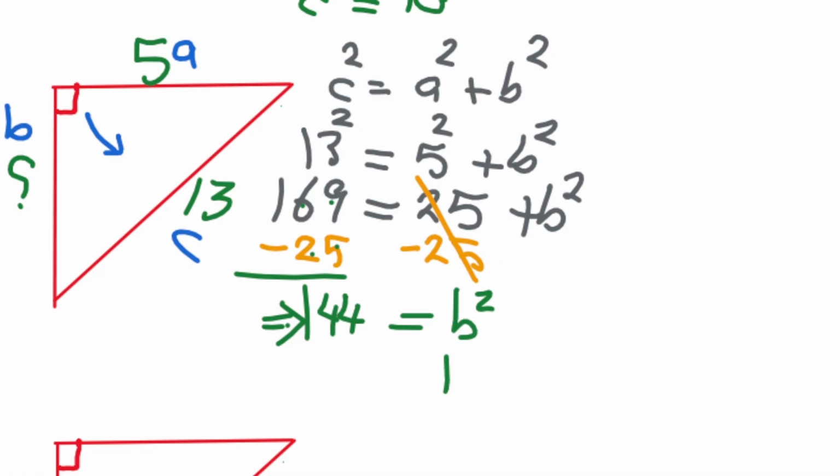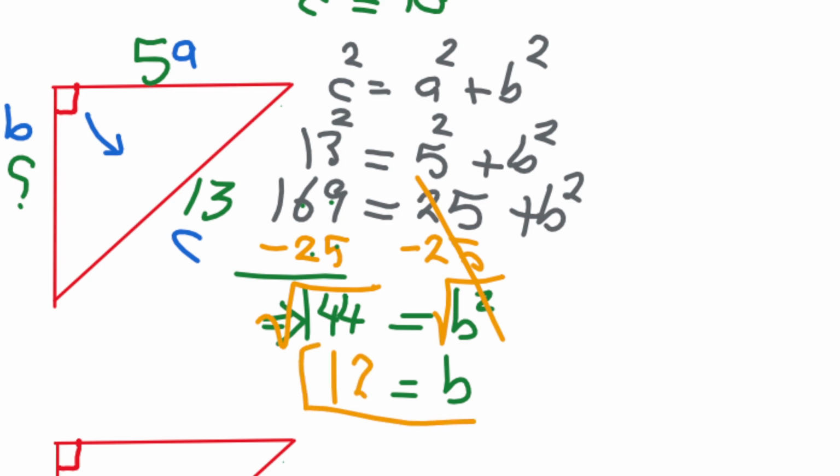But then we are just looking for B. What do we do? We find the square root of these numbers. So the square root of B squared is B. The square root of 144 is 12, because 12 times 12 is 144. Did you get it? That's it.